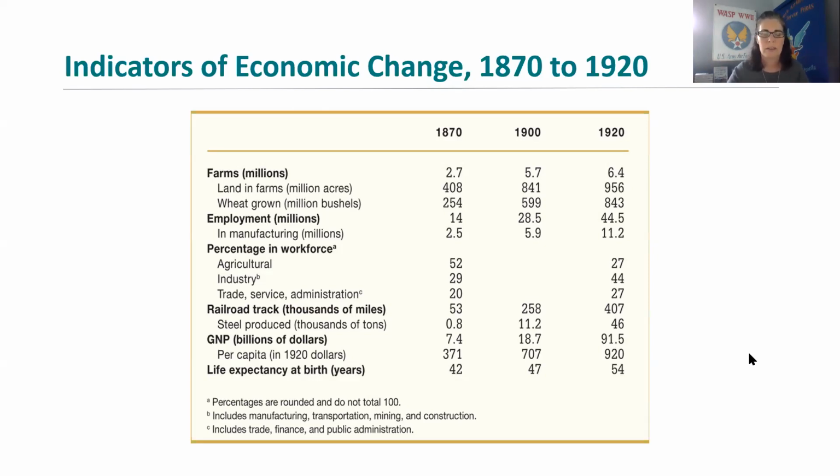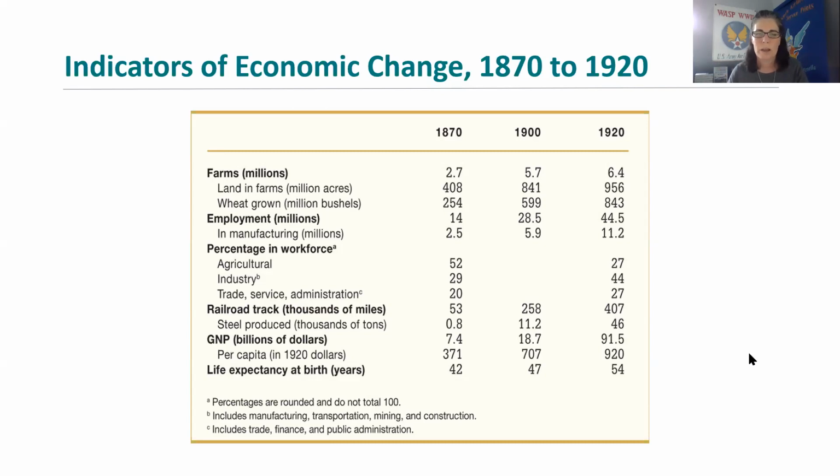So if you look there, the farms from 1870, the amount of land that's being farmed more than doubles to 1900, just in those 30 years. The amount of wheat that is grown, you can see that exponential growth, and then they grow again coming to 1920. So I think that shows that expansion of the West.